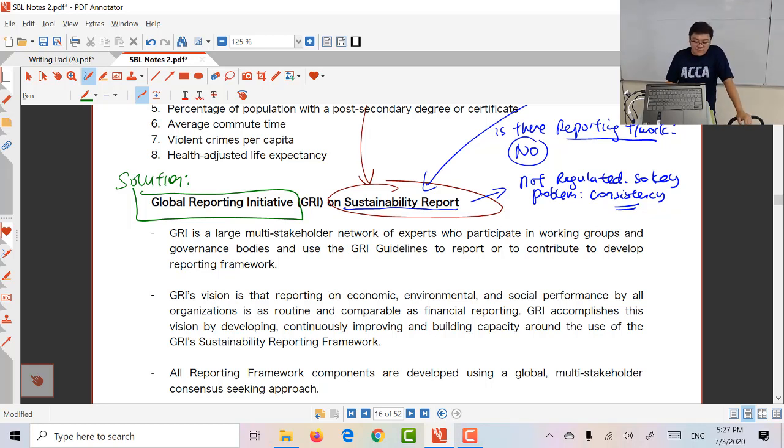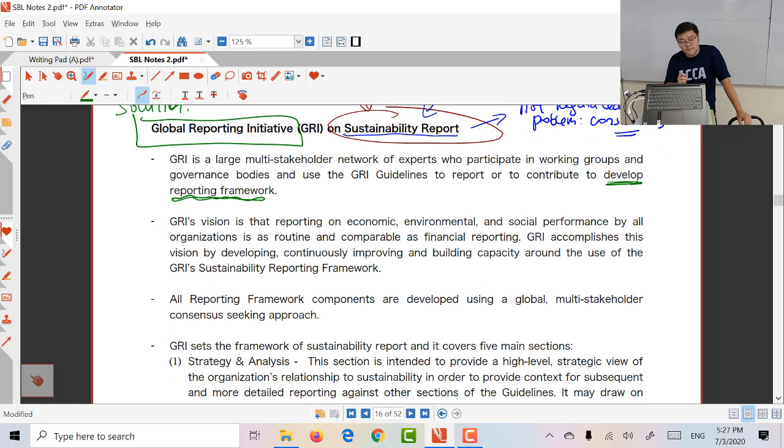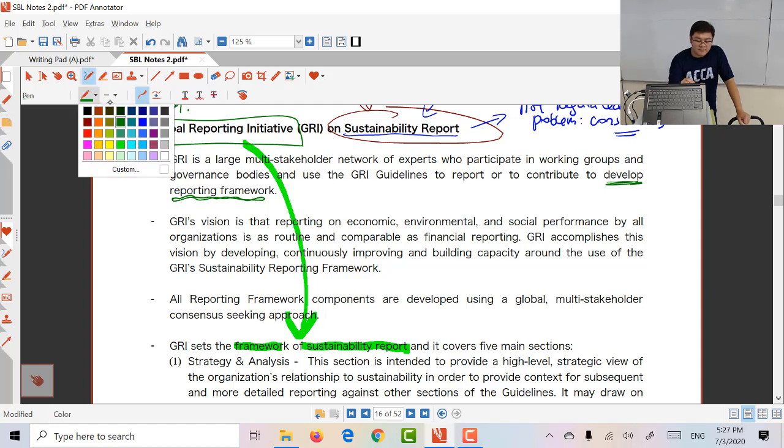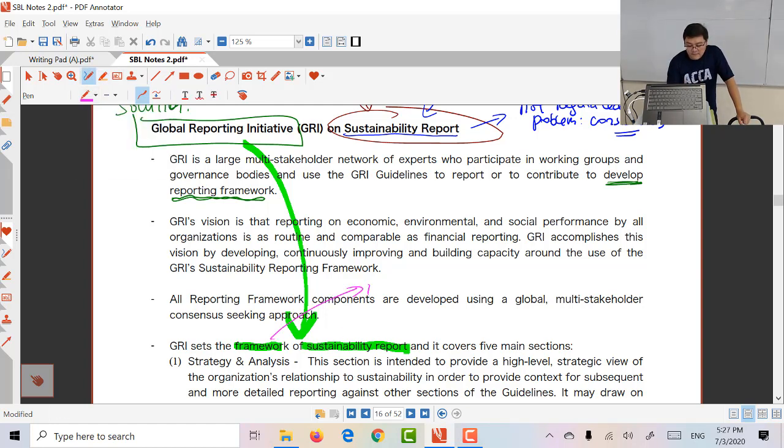And what did GRI do? Now, GRI, they came out with a reporting framework. They developed a reporting framework. And what they have done for us is they prepared a framework for a sustainability report. But it is merely a guide. It is not compulsory. So again, you can choose not to follow. And there's nothing wrong with not following. Okay?